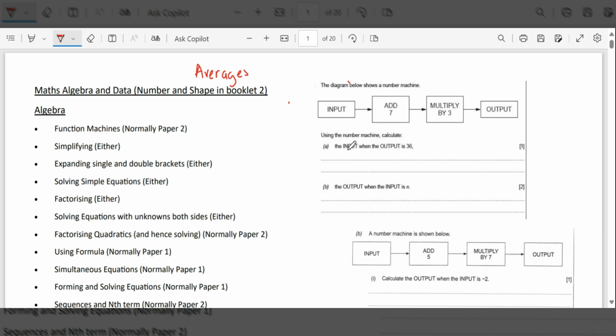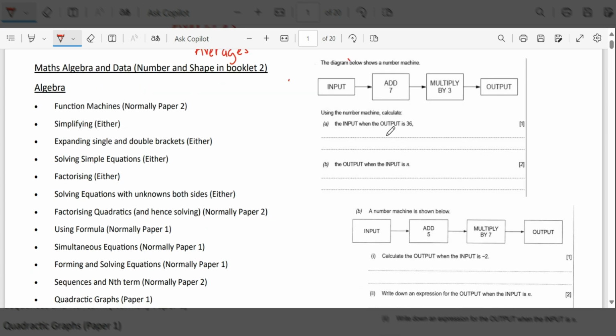But most of these things are either anyway. So function machines, normally paper 2, I will mention them. This way you add 7 and multiply by 3. However, if we're working backwards, if they give us the output, we do the opposite of this first and then the opposite of this. So if the output is 36, we're working this way. First thing we do is divide by 3. Don't worry about BIDMAS here, just do them in the order they come. And then you take the answer and take away 7.